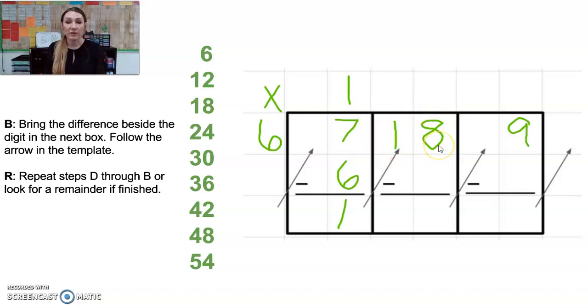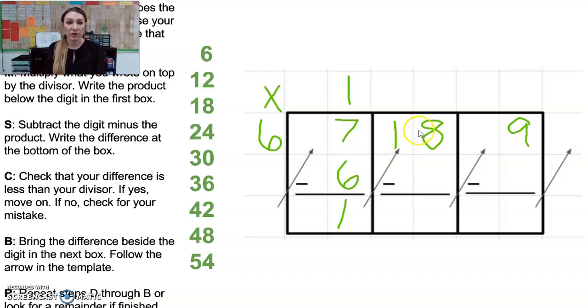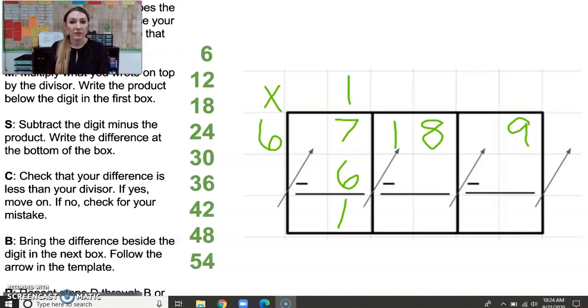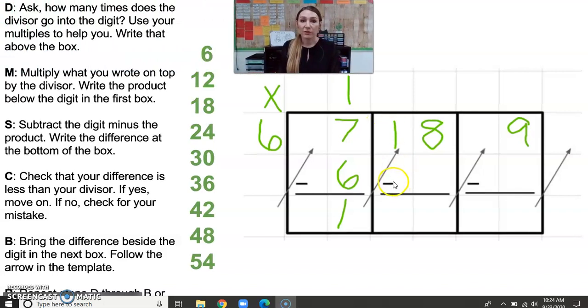I'm now going to be dividing 6 into 18. So I'm going to go ahead and repeat my steps until I get a quotient. So my first step is going to be divide.